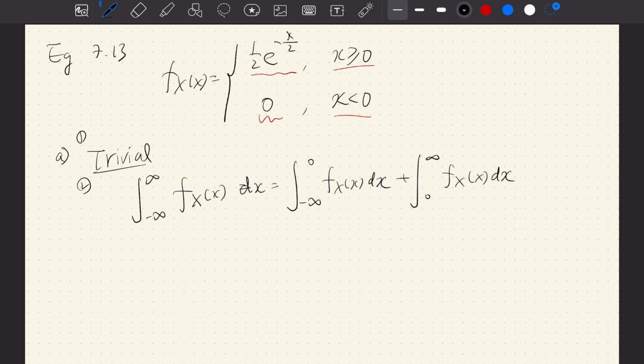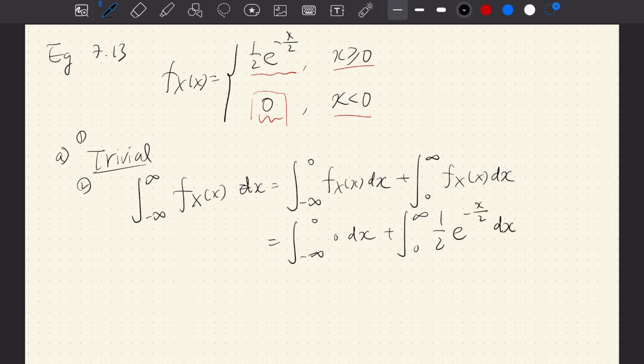Okay? So within negative infinity to 0, we see that f_X(x) should be 0, right? Because the values within this integration are negative values of x. So for the first term, we can write this as 0 dx. Okay? And for the second term, here x is taking on positive values, so we can write 1/2 e to the negative x over 2.